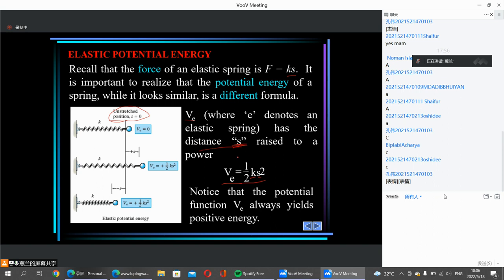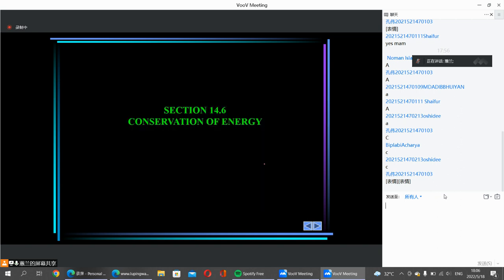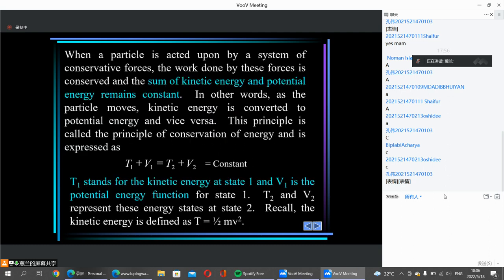Okay, so no matter whether it's compressed or stretched, the elastic potential energy of the spring force will always be positive, because here it is s squared. Okay. So energy is conserved. Why do we say energy is conserved? How do we say energy is conserved?